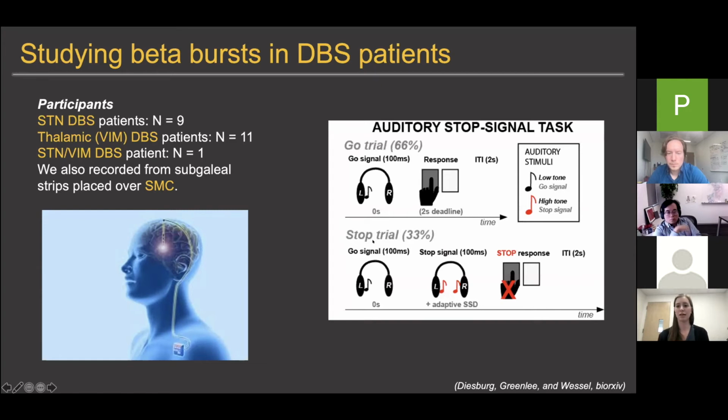The go signal is a single sine wave tone in one ear, which cues the side they need to respond to, and the stop signal is a higher pitched beep in both ears that they get on 33% of trials.